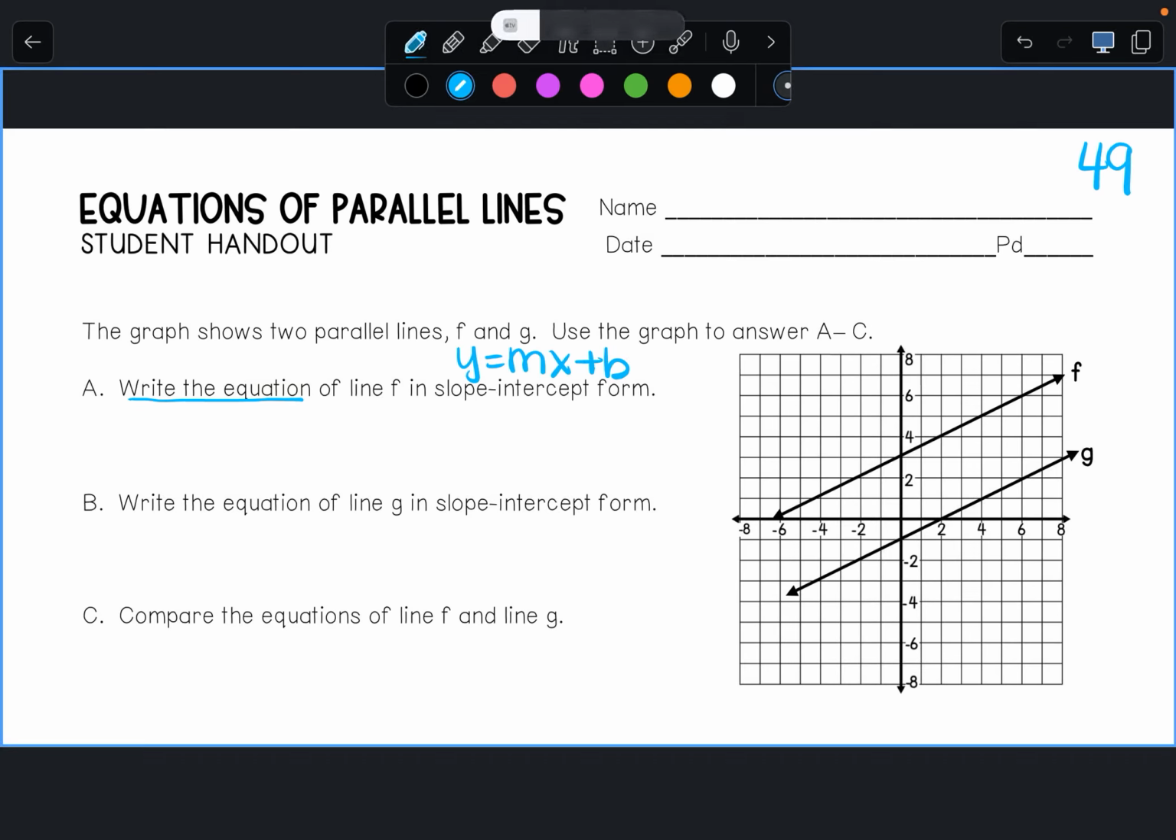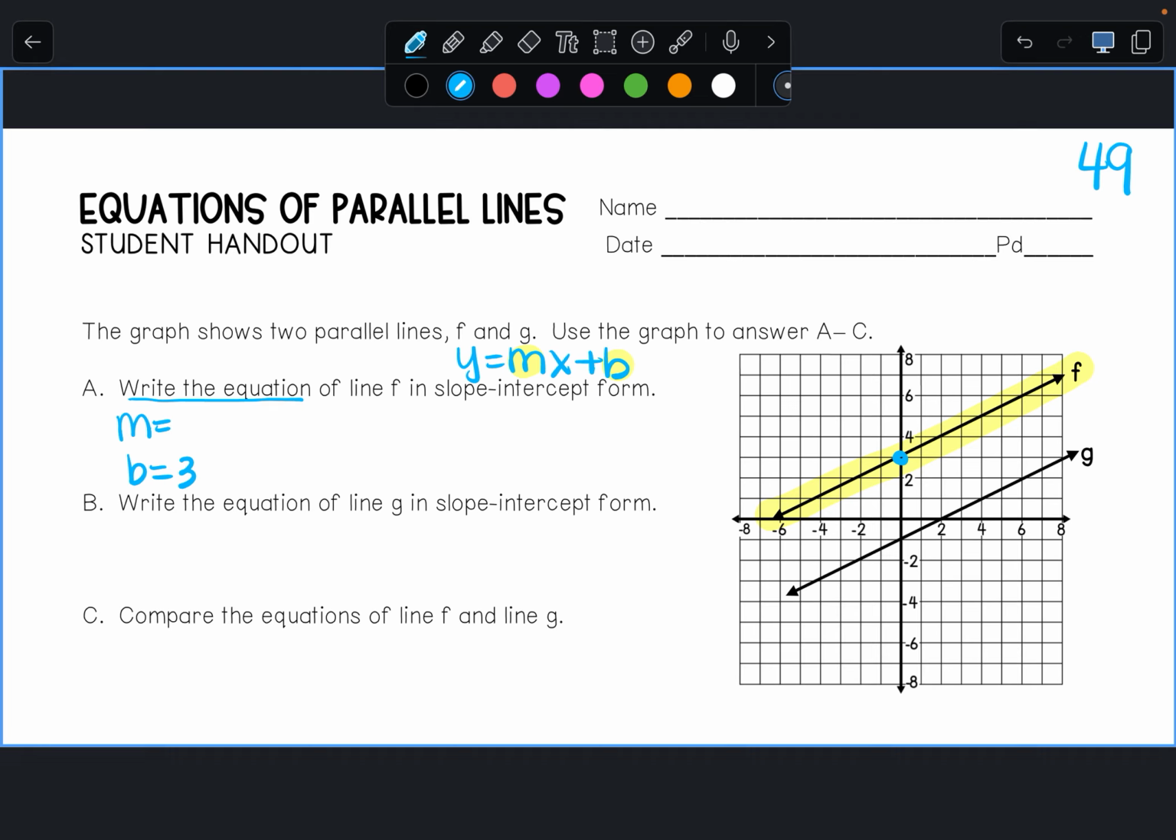What two numbers do we need in order to write this equation? Slope and the y-intercept. We need the slope and the y-intercept. So, looking at line F, it's marked, it's labeled. What is your y-intercept? Start there. The y-intercept is 3. It's crossing at the number 3.